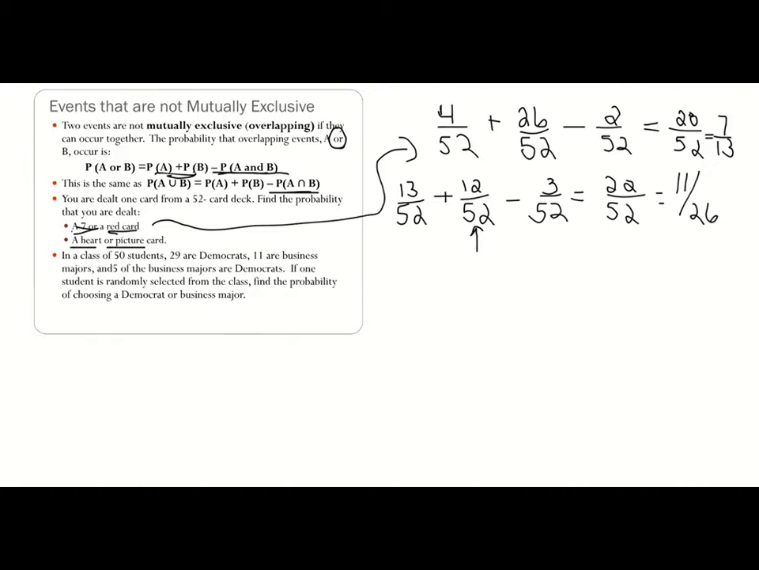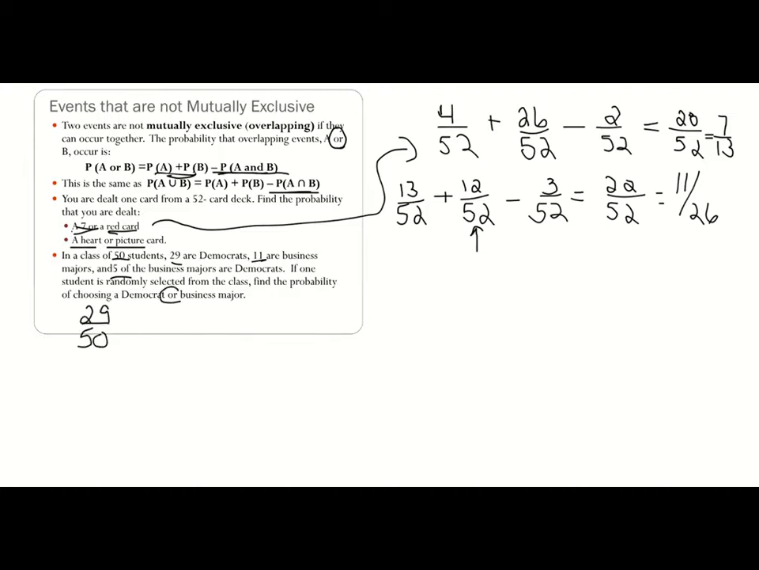Now for our last one, we have a class of 50 students, 29 are Democrats, 11 are business majors, and 5 of the business majors are Democrats. So if one student is randomly selected from the class, find the probability of choosing a Democrat or a business major. All right, so we have 50 total students, and I know that 29 are Democrats.